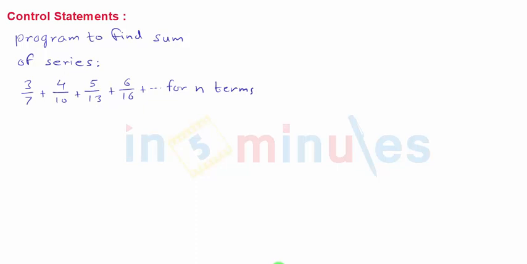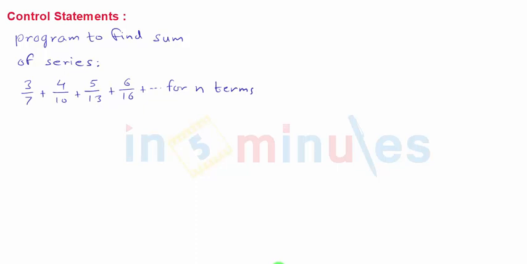The numerator is starting with 3 and incrementing every time by 1. So it is 3, 4, 5, 6, a proper series of numbers. And at the bottom, that is the denominator, we can see the first denominator is 7 and then it is 10, 13, 16. So it is incrementing every time by 3.